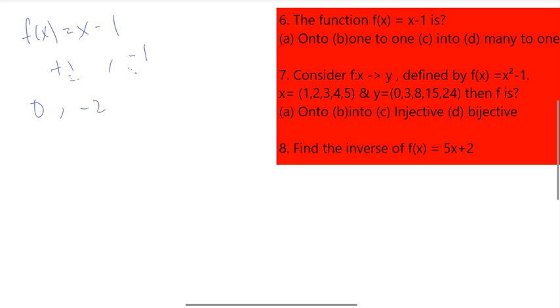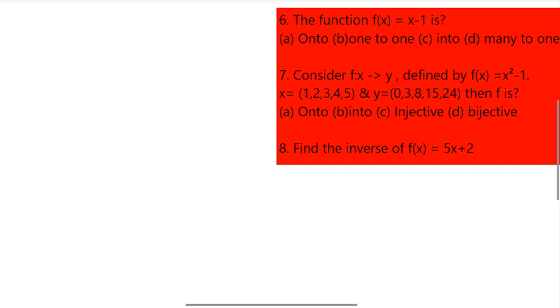So now this tells us that this is a one-to-one function, because one value of x gives us just one value of y. It does not give us another value. When we put 1 here, it can never give us 2. It is always going to give us 0. So it is 1 to 1. So let's look at question 7.